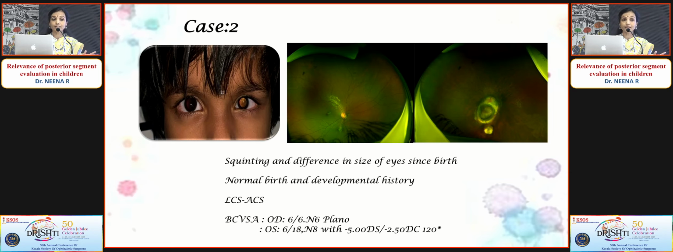Yes, we will definitely give glasses and patching to this child, but you have to give a guarded prognosis to the parents that the vision will never be as good as the right eye. So that is the importance of posterior segment evaluation.